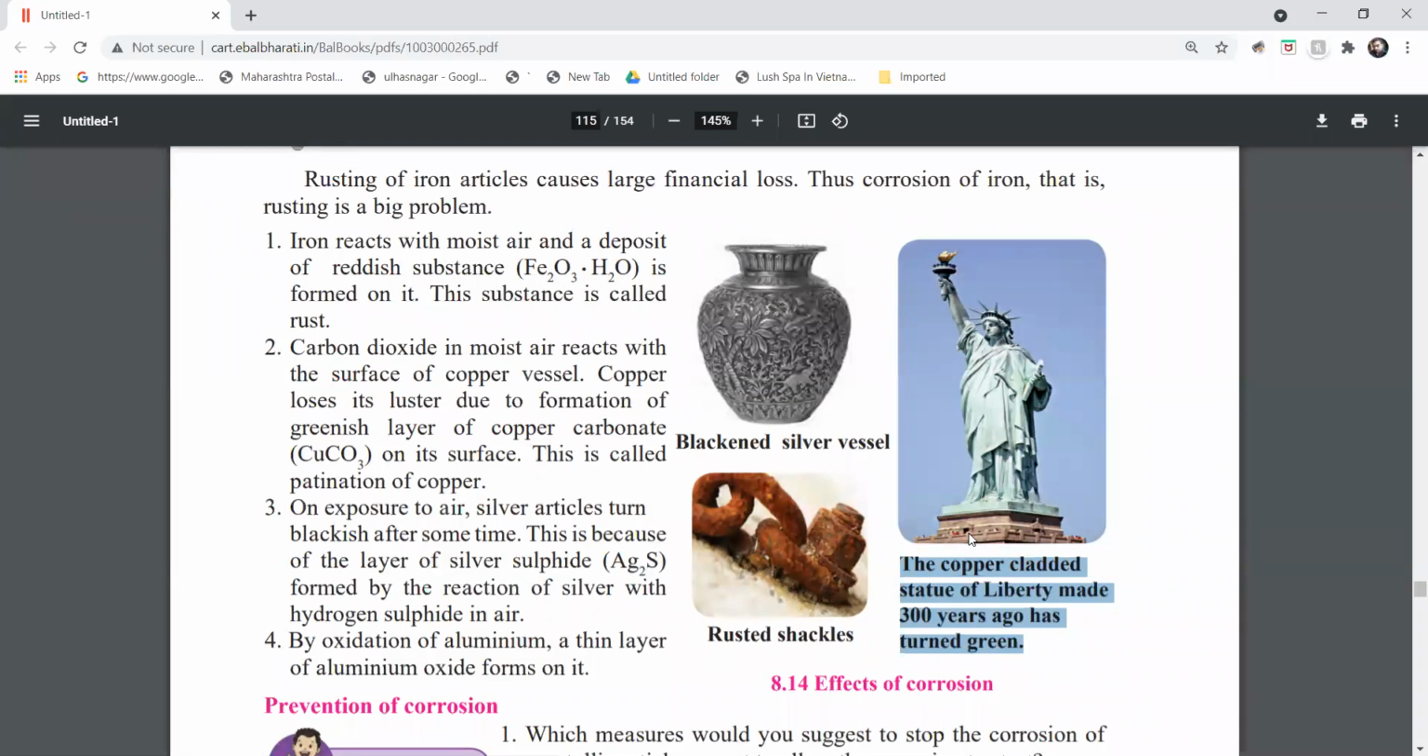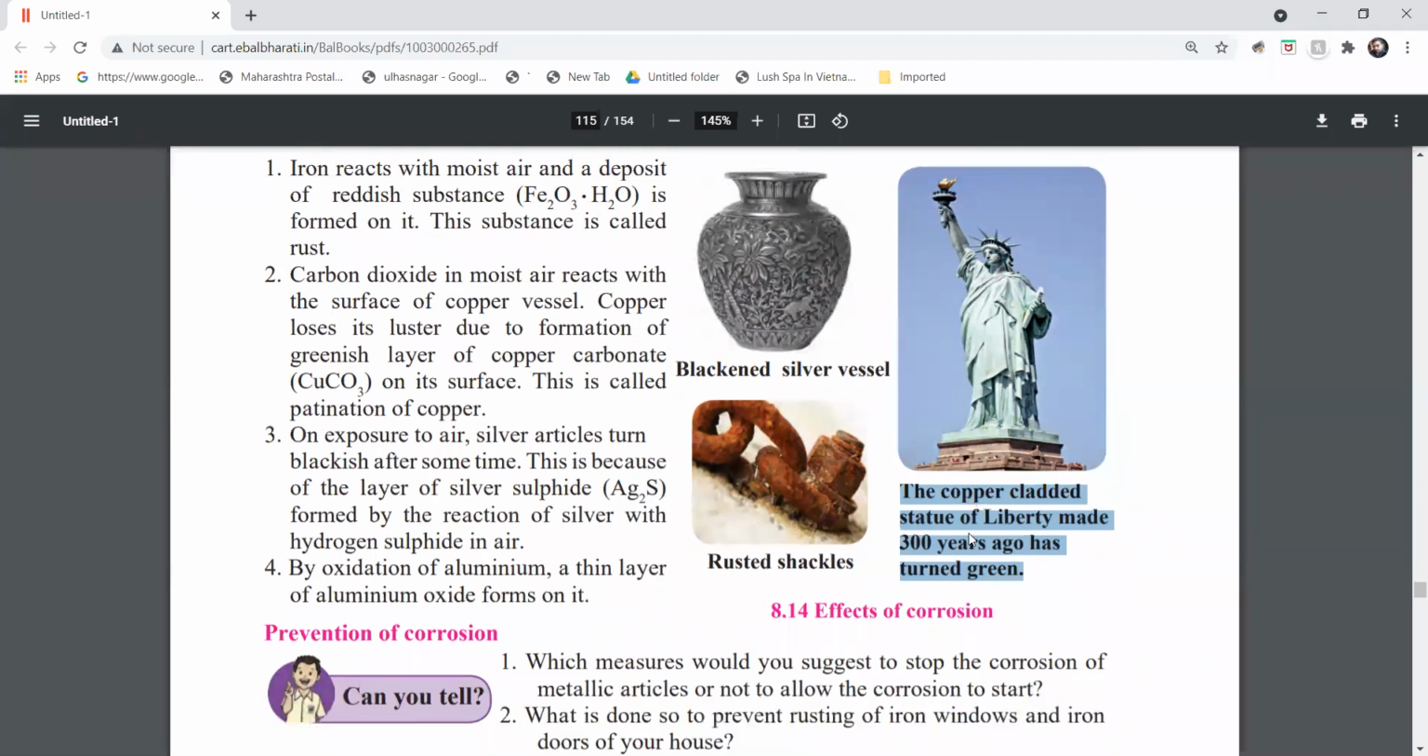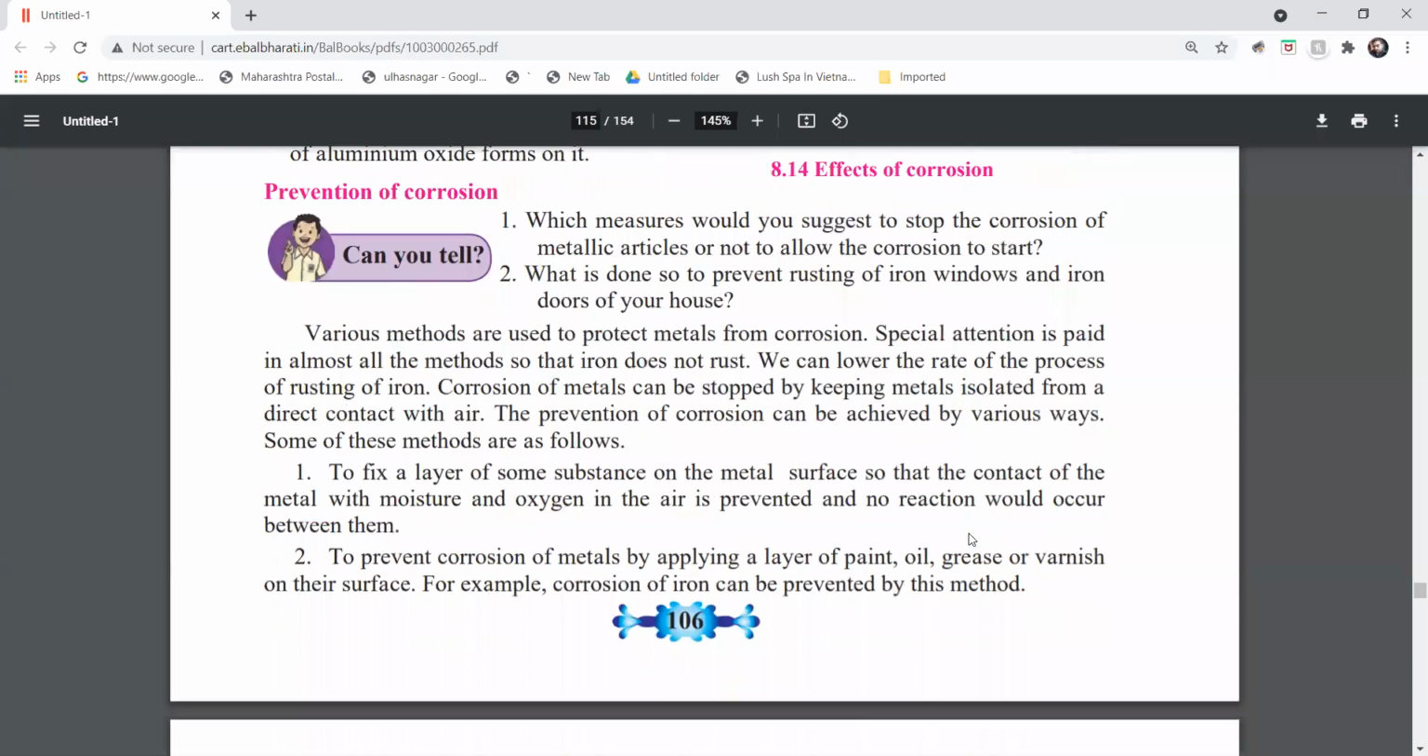Now, iron reacts with air and a deposit of hydrated iron oxide is formed. This is called rust. Carbon dioxide also reacts with the copper vessel, and the copper loses its luster, and a greenish layer of copper carbonate, CuCO3, is formed. This is called patination of copper. Silver articles turn black because they turn into silver sulfide, and this happens because of the reaction of silver with hydrogen sulfide in air. And aluminium gets oxidized, and a very thin layer of aluminium oxide is formed on it. So how exactly can you prevent this?